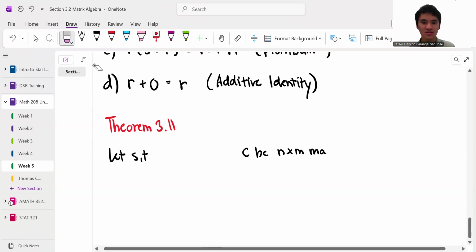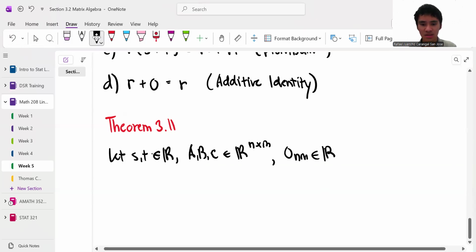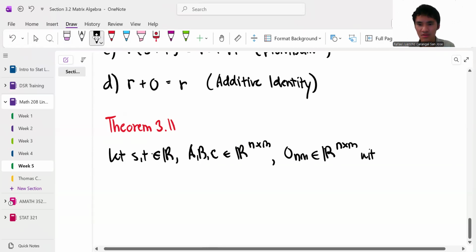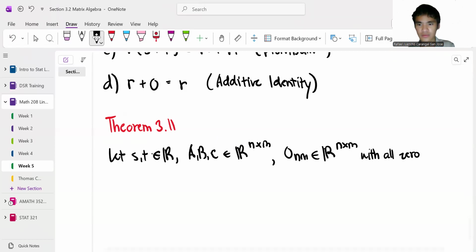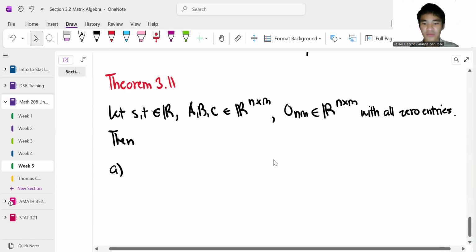Okay, let me actually write this. So S and T are scalars. A, B, C are N by M. 0 and M is also an N by M with all 0 entries. So those are our givens. Then we have the following properties.